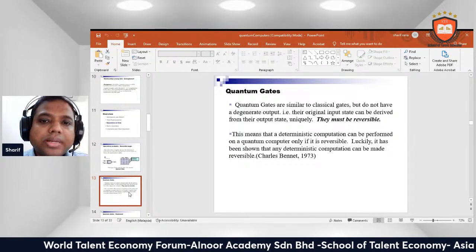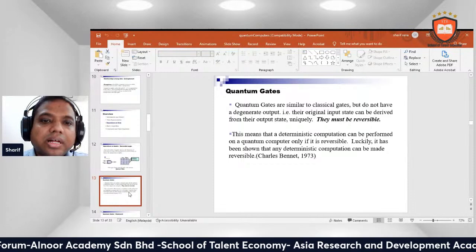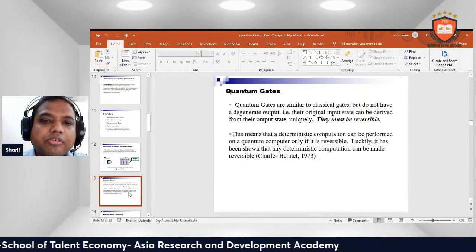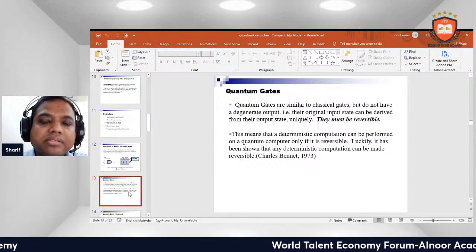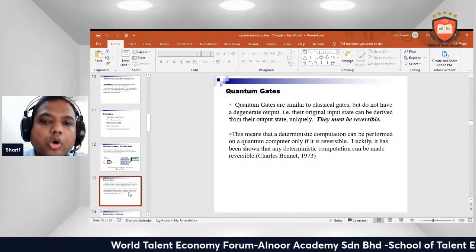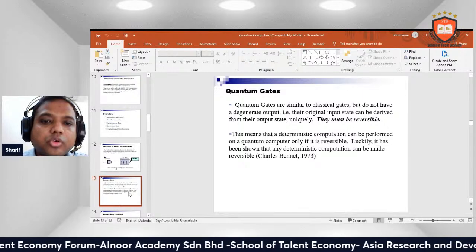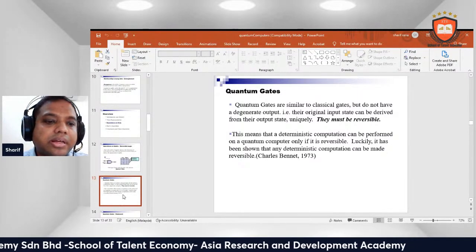Quantum gates are similar to classical gates, but do not have a degenerate output. The original input state can be derived from their output uniquely. They must be reversible. This means that deterministic computations can be performed on a quantum computer only if they are reversible. Luckily, it has been shown that any deterministic computation can be made reversible.